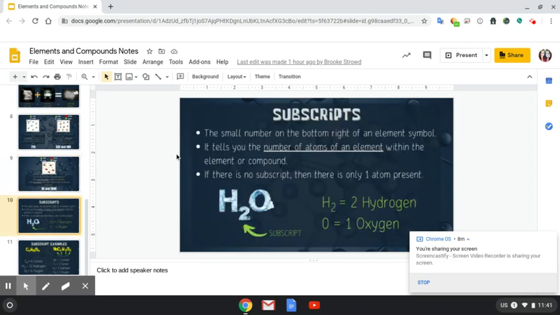So subscripts, we kind of talked about subscripts a little bit. That's that small number at the bottom right of an element symbol, and it tells you the number of atoms of an element within the element or compound. If there is no subscript, like right here, then there's only 1 atom present. So in H2O, that 2 goes with the H, that hydrogen. So that's saying that there's 2 hydrogen atoms. Oxygen doesn't have a number. That is saying that there's only 1 oxygen.